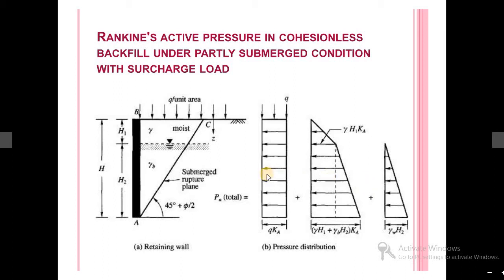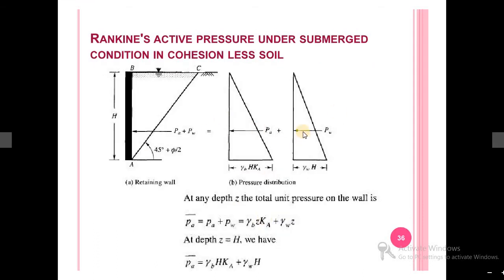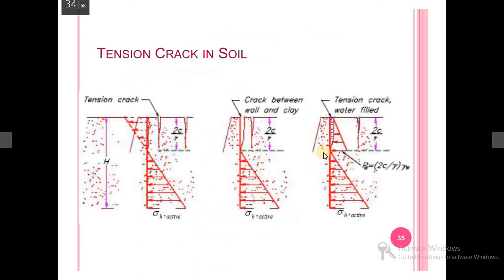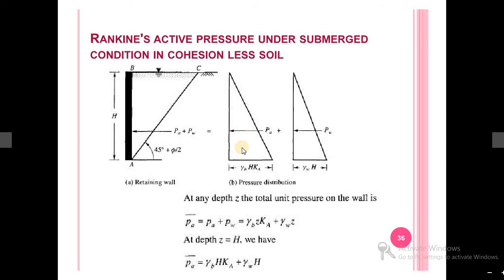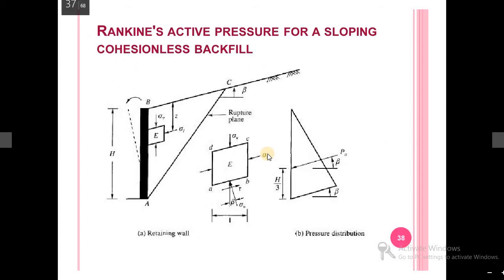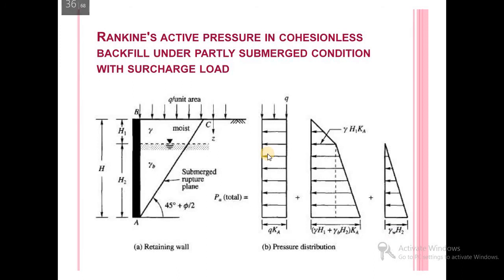So it will be q into Ka into H, plus the area under this triangle, area under this rectangle, and the area under this triangle plus area under this triangle. So accordingly, this total pressure will be computed, and the point of application will be the CG of this figure. Even in this case also, it is the CG of this figure. Even in the earlier case, it's the CG of that particular triangle. So it is normally acting at h by 3 from the base. So accordingly, we'll be computing the total pressure which is acting due to the surcharge as well as due to the partially submerged condition.